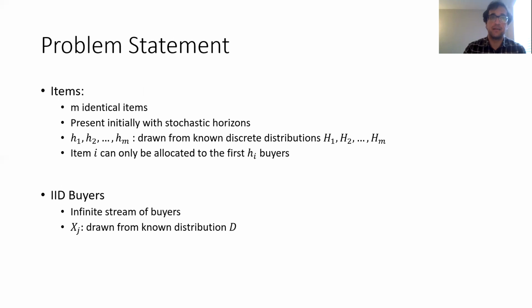Now, let me define the problem formally. We have m identical items. All of them are present initially, but they might disappear after some time. We call this time the horizon of that item. We know the horizon distributions, and the actual horizon is drawn independently from the corresponding horizon distribution. If the horizon of item i is h_i, that item can only be allocated to one of the first h_i arriving buyers. We have IID buyers, and the values of buyers are drawn from a common distribution.